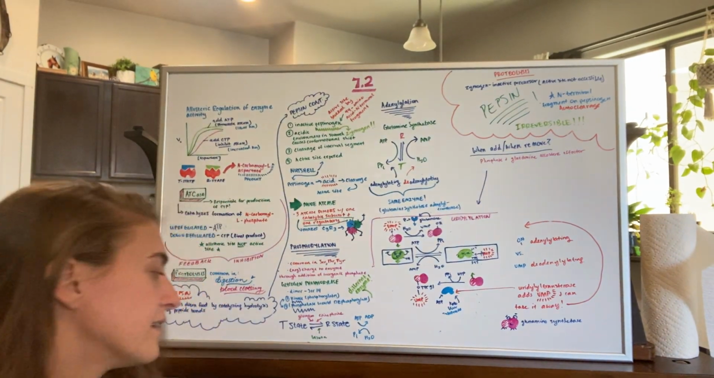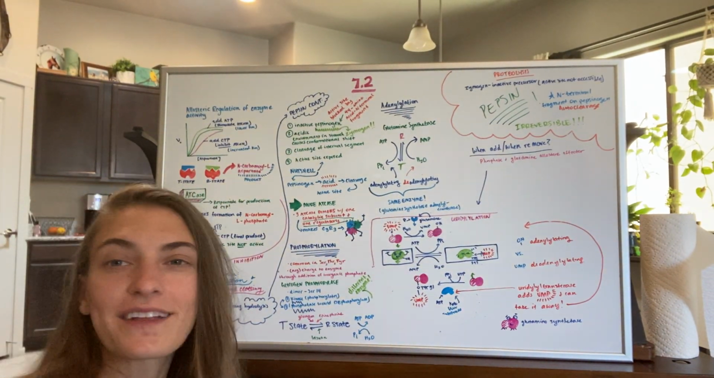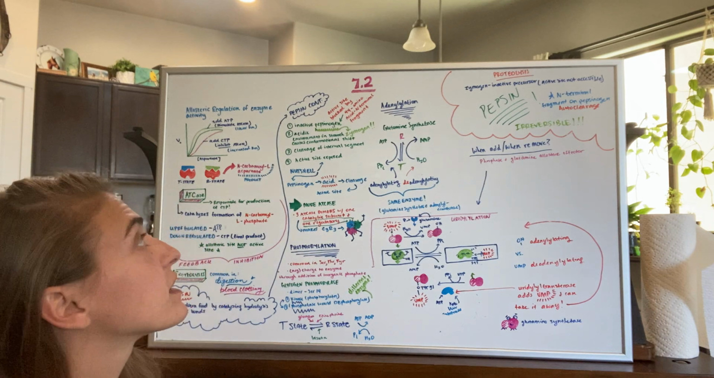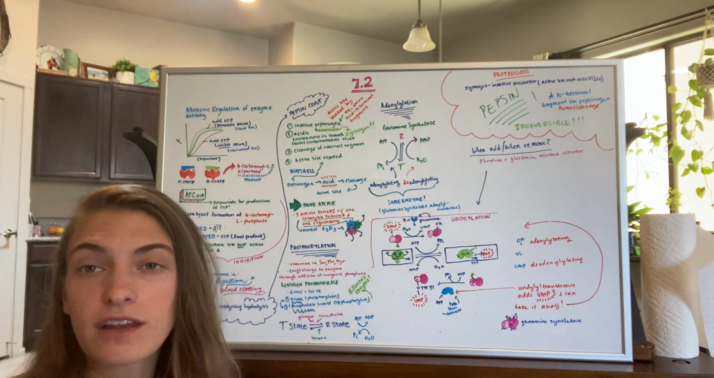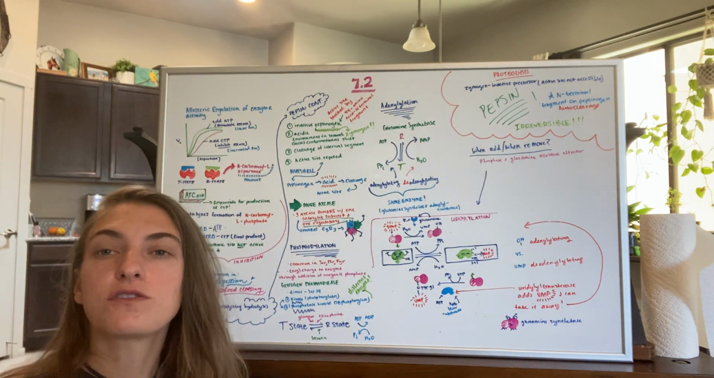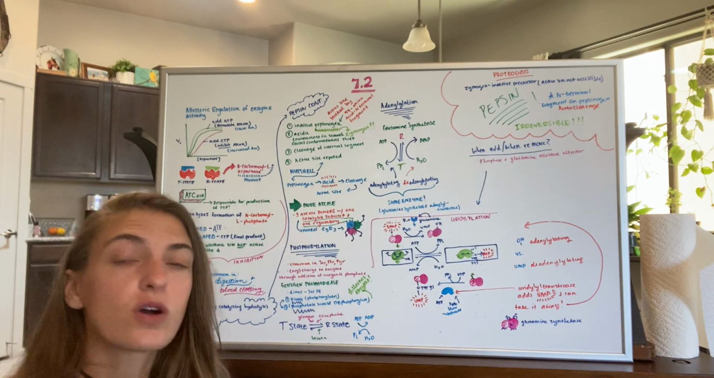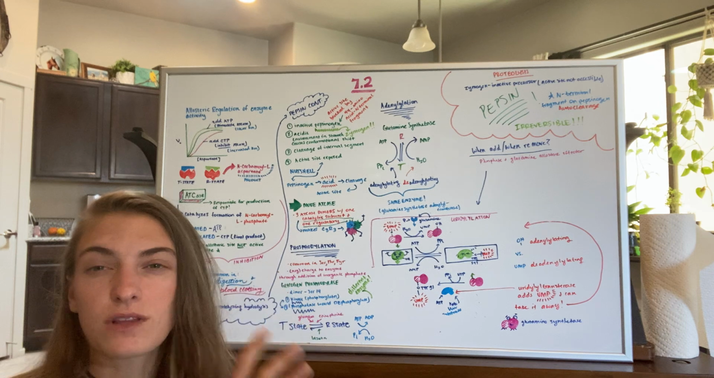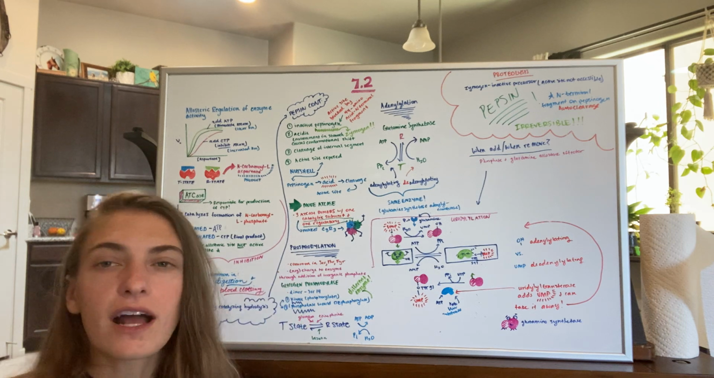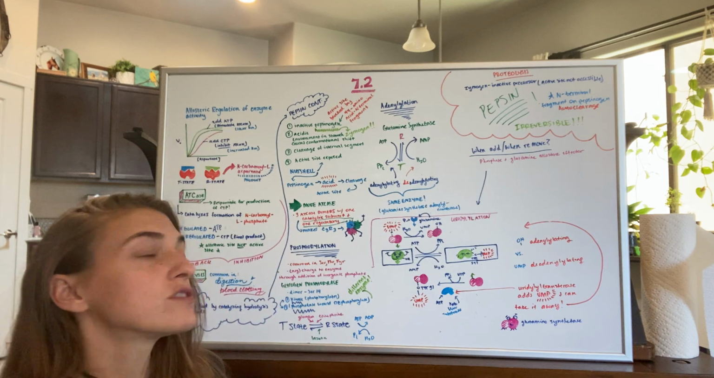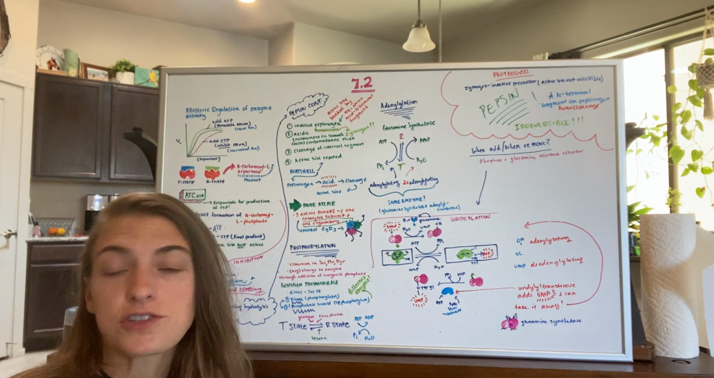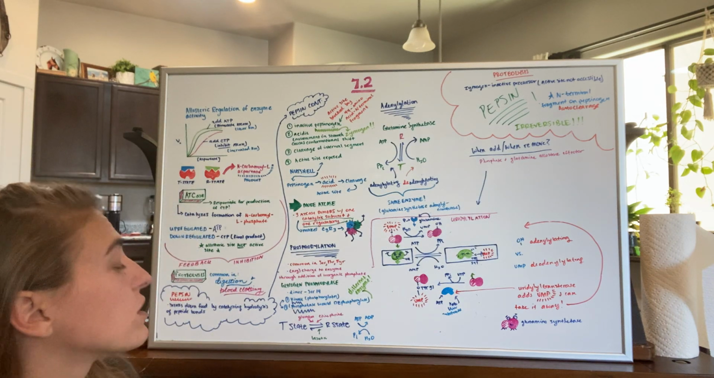Okay, let's go through 7.2 quickly. So 7.2, we're talking all about the regulation of enzyme activity. It's kind of a continuation of what we talked about in 7.1. It's actually in the same chapter of the book. So it's all just the same thing, except this goes into a lot more detail on allosteric regulation and on covalent regulation. So we're going to start with allosteric regulation.